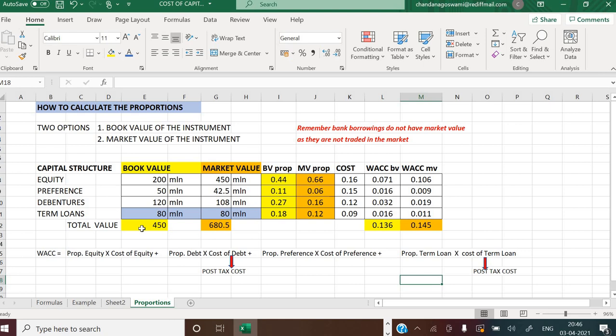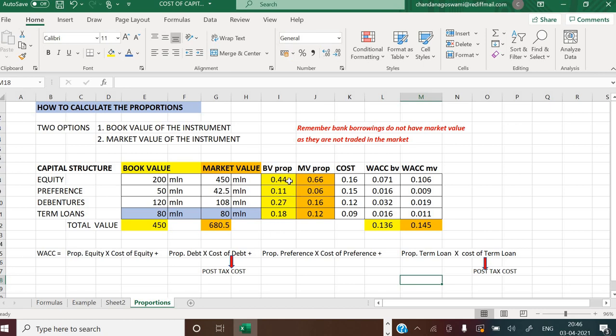You can also calculate the market value. So the market value of equity, for example, I have taken it is 450. Preference it is 42.5. Debentures it is 108. And term loan it is going to remain same because remember bank borrowings do not have market value as they are not traded in the market. So now when you take the market values of the capital structure, you have a different figure, 680.5. You can calculate proportions using both the book value and the market value.